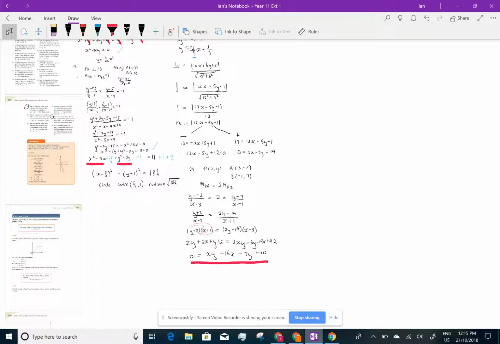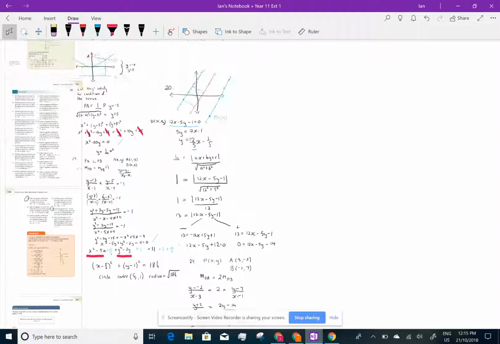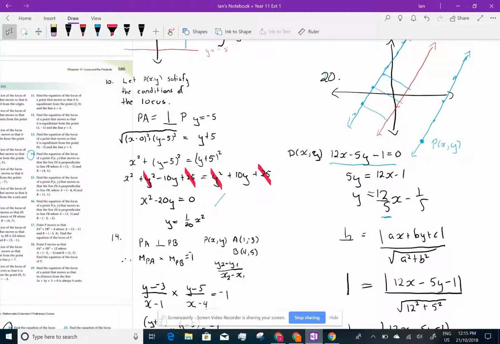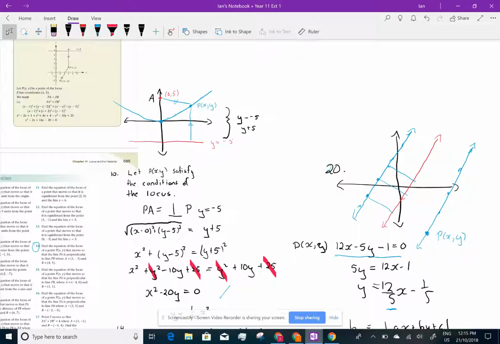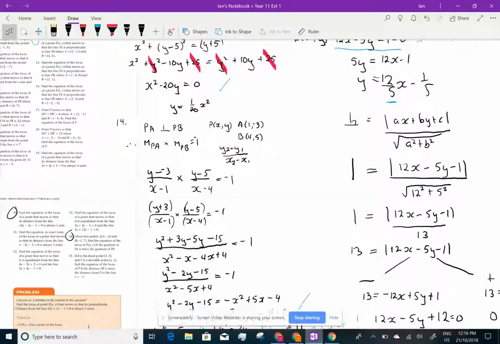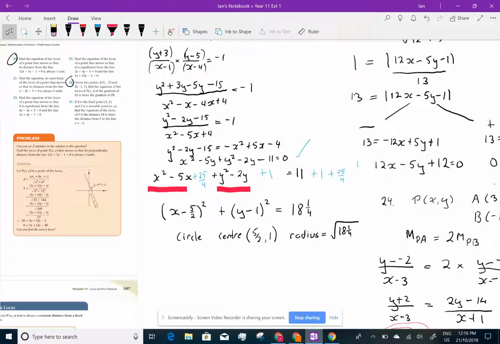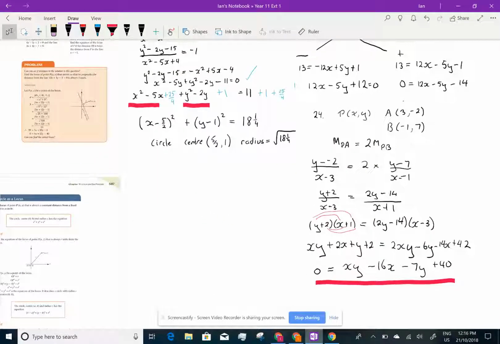So, what do you need to do again? You need to make sure that when you're in an exam, you state that you're letting PXY satisfy the conditions of the locus. It's a good idea in cases to draw them so you know what the answer is going to be. And then it's just a case of applying the algebra and finalizing the resultant equation. So good luck with those. And we start circles next lesson.